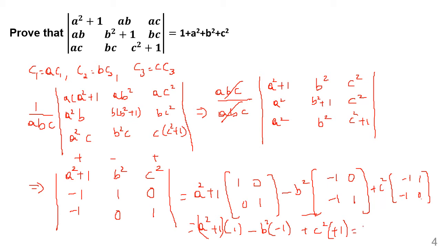You are going to get a square plus 1 minus b square into minus 1, so it is equal to plus b square plus c square, which is equal to a square plus b square plus c square plus 1. Hence it is equal to the right hand side of the equation, hence proved.